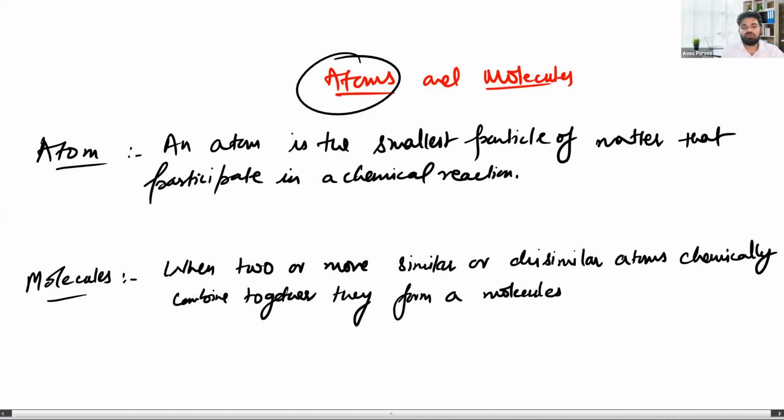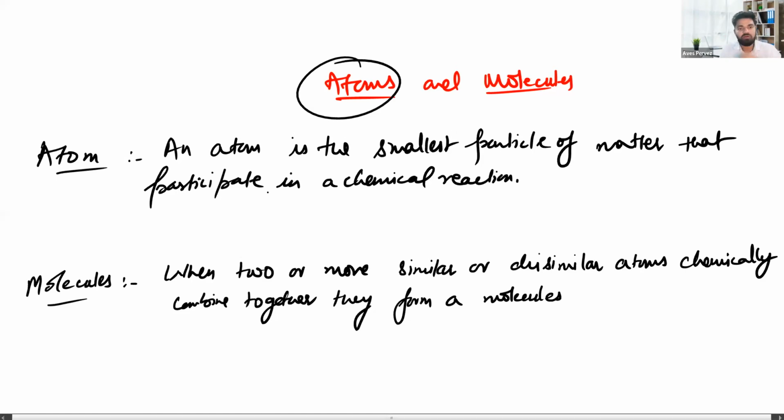So we are just studying molecules. An atom is the smallest particle of matter that participates in chemical reactions, and when two or more similar or dissimilar kinds of atoms chemically combine together, they form molecules. The molecules are of two types.